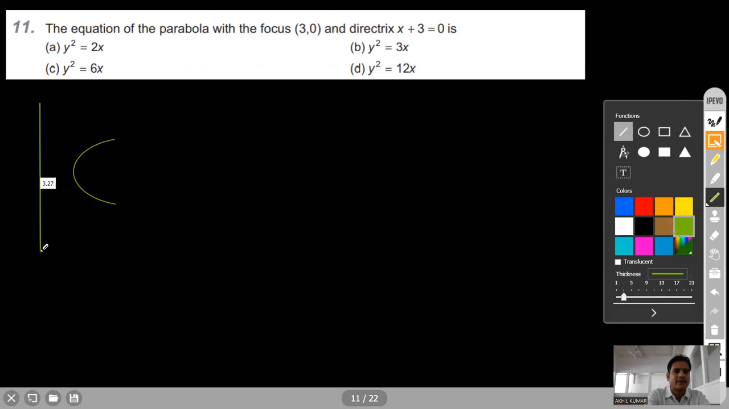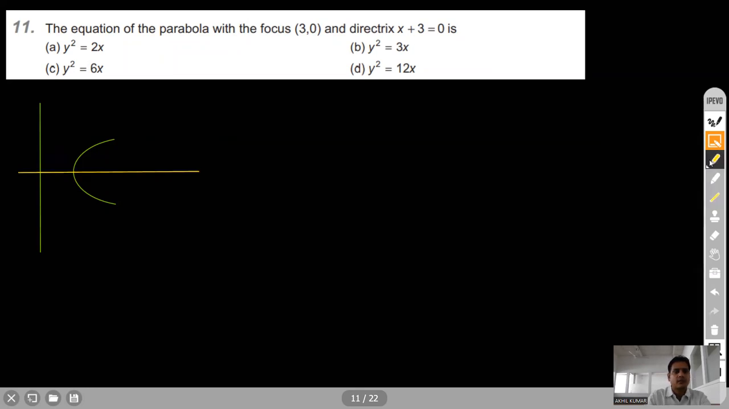So this is our directrix, x is equal to minus 3. So the axis of the parabola will definitely be parallel to the x-axis. And we are given the focus also, and we need to find the equation of the parabola. So this is our directrix of the parabola, and its equation is x plus 3 equal to 0, means x equal to minus 3. And this is our focus, whose coordinates are 3 comma 0.